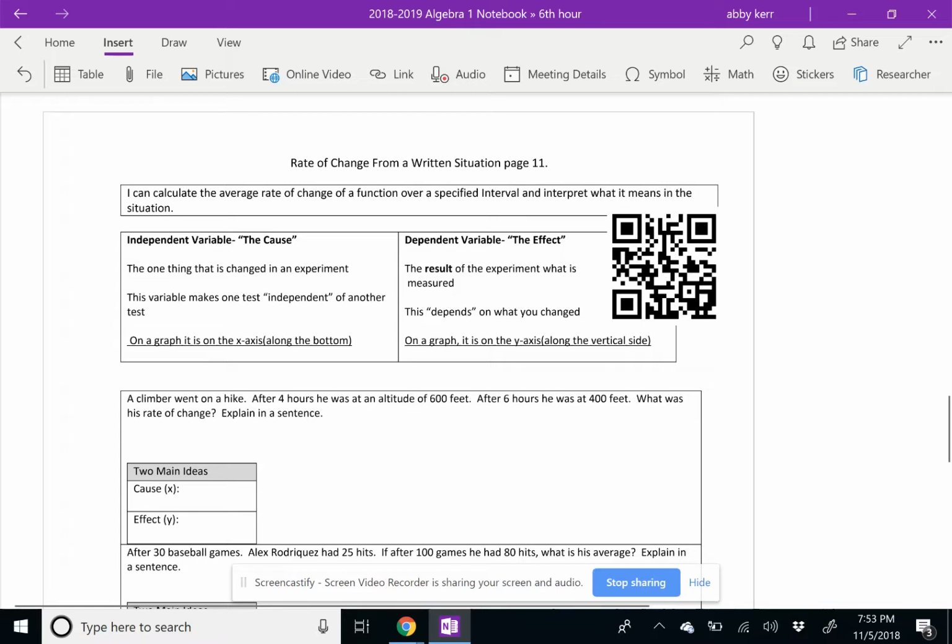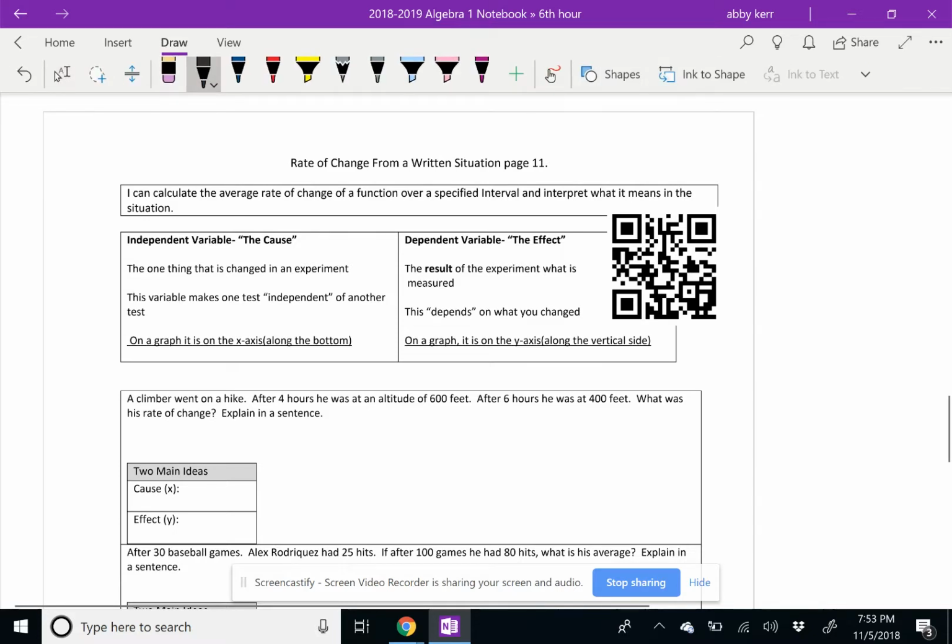So for the first problem, it says a climber went on a hike. After 4 hours, he was at an altitude of 600 feet. After 6 hours, he was at 400 feet. What is his rate of change? So you need to figure out the cause. Now, there's two main ideas. There's hours and there's feet. So did the hours cause the feet to happen, or did the feet cause the hours to happen? In this case, the hours was the cause, and then the altitude in feet was the effect. So you want to make your ordered pairs first.